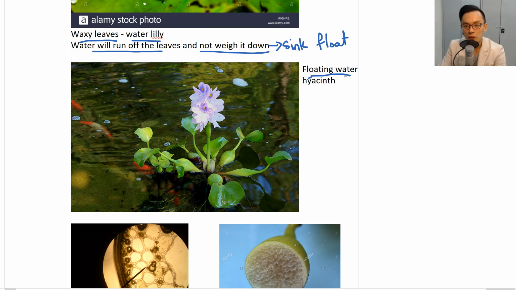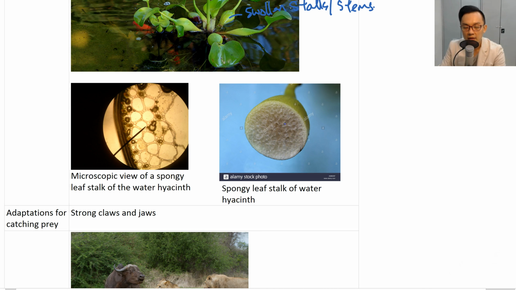Likewise, a floating water hyacinth. These are the flowers, and these are the leaves, and these are the swollen stalks or stems. If you cut the swollen stems, you can actually see the spongy leaf stalk of a water hyacinth. So all these little holes here are filled with air.